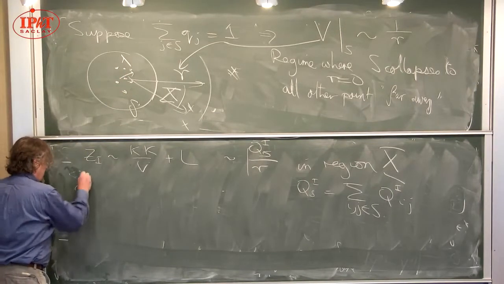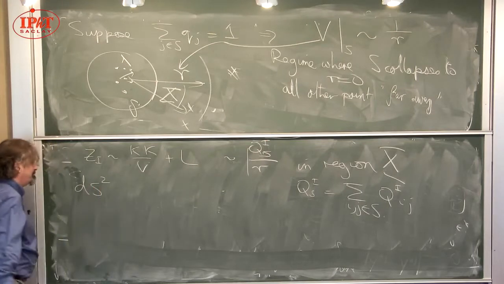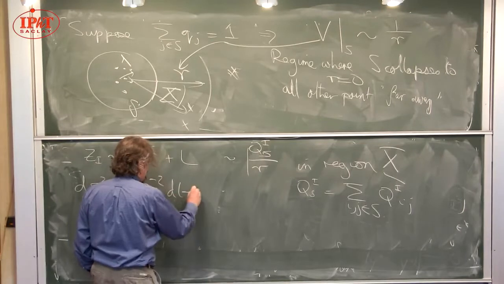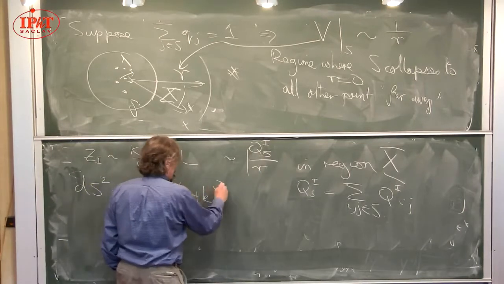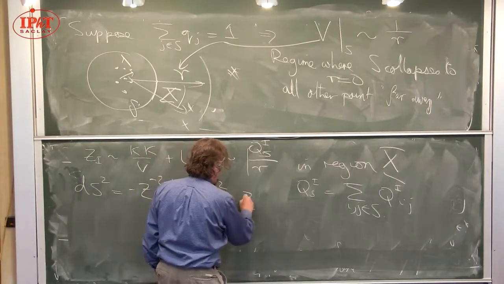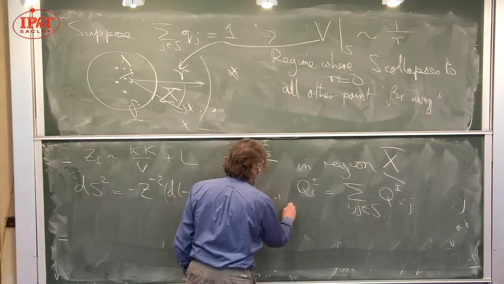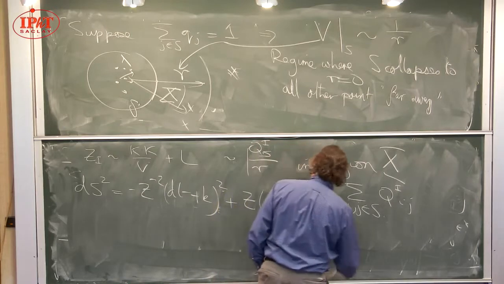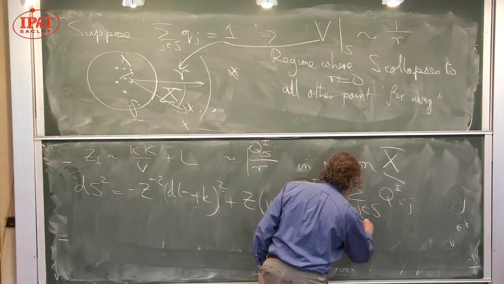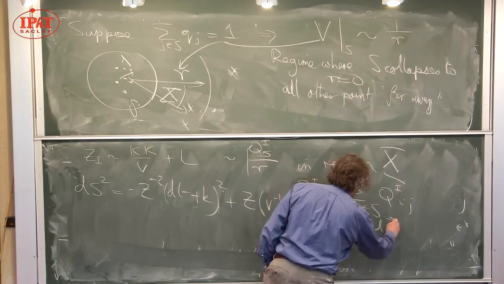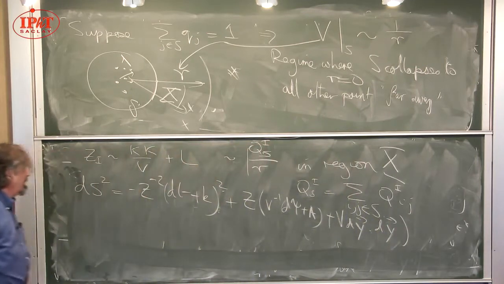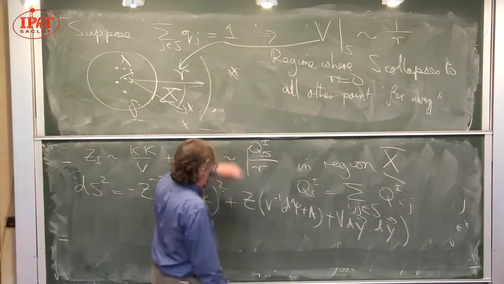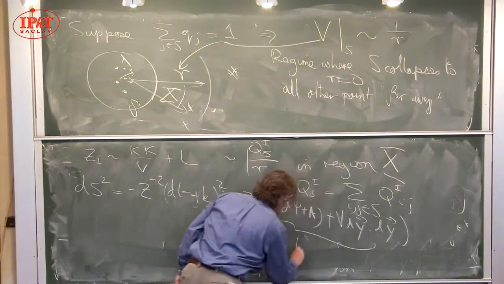So basically now you can look at the metric ds squared. Remember, it's minus Z to the minus 2 (dt plus k) squared plus Z times (V to the minus 1 (dψ plus A) squared plus V times dy dy). Now, look at the asymptotic behavior of this. We've got V going like 1 over r. This is basically flat space.